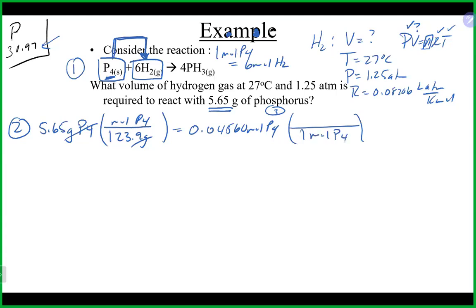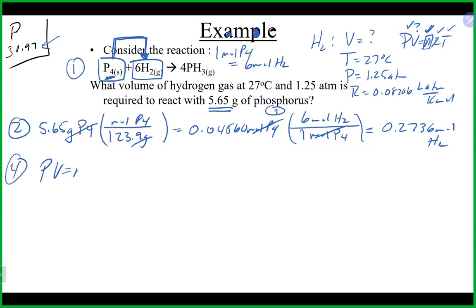So 1 mole of P4 gives me 6 moles of H2. Those are going to cancel. So basically here we're going to multiply that by 6, it looks like. And that'll get us 0.2736 moles of H2, which is, again, the last missing piece that we need to use the ideal gas law. Any questions on that so far? All right, now that we have it, we really do step number 4.